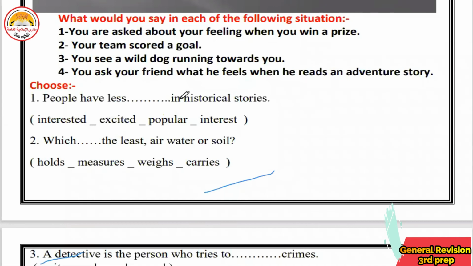Hamdi, your team scored a goal. What would you say? If Al-Ahly team won a match, what would you say? How would you feel? Hamdi.